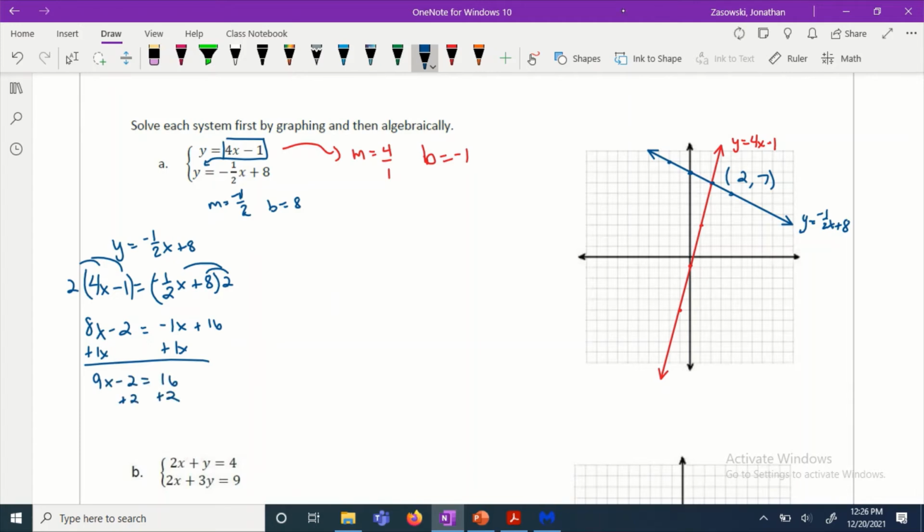We'll add that 2 back to the other side. Get 9x is equal to 18. And then we can divide by 9, and we'll get x is equal to 2. So there's our 2 from the solution.